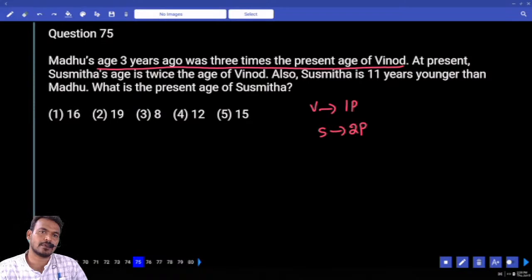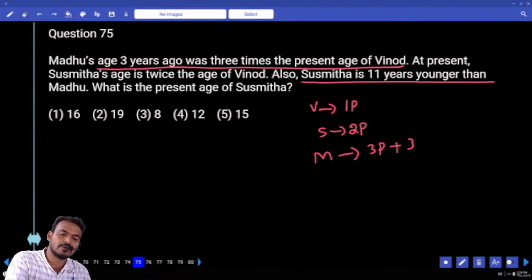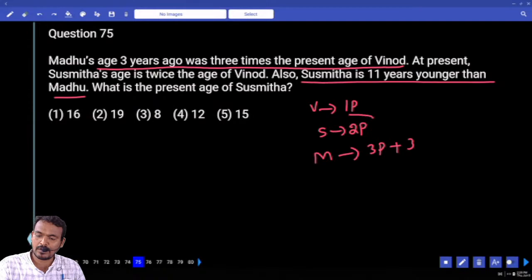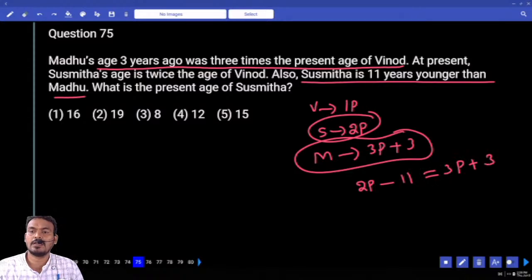Means 3 parts equal to which one? M minus 3 or M plus 3? M minus 3. Then M equals which one? 3 parts plus 3 or not? That is Madhu's value or not? Next, Sushmita is 11 years younger than whom? Madhu. What is Sushmita's value? 2 parts. What is Madhu's value? 3 parts plus 3. And here 2 parts minus 11 equals which one? 3 parts plus 3 or not? What is the difference?